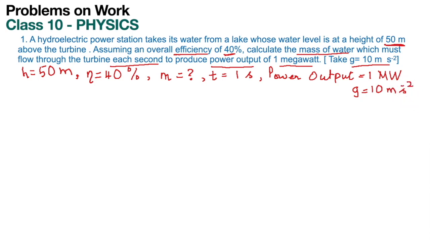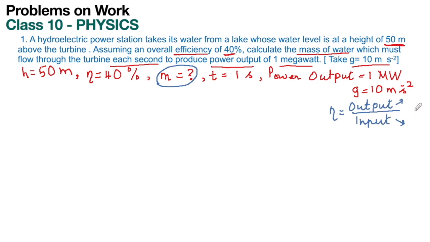Now to begin with, let us look at our thinking step. Our thinking step is going to start with what is given, and that is to be linked with what is to be found out. So what is the meaning of efficiency? Your efficiency is defined as output upon input, which means that it can be work output or power output, or work input or power input.